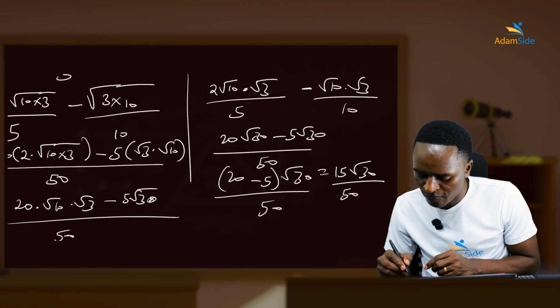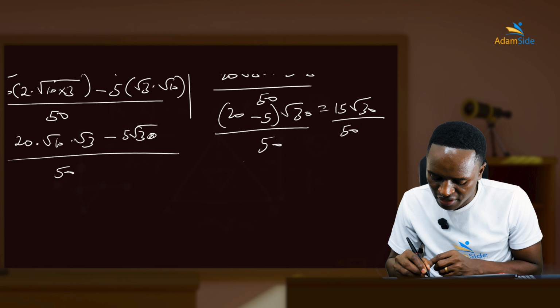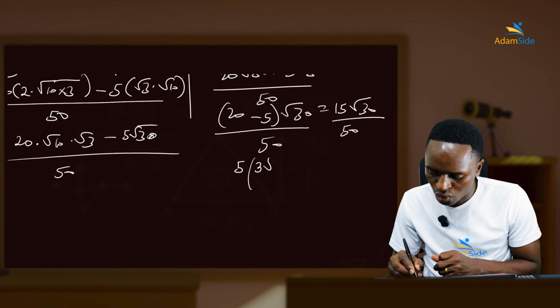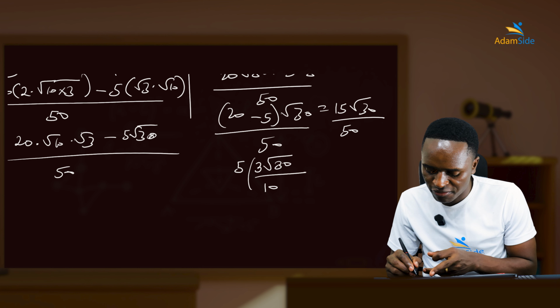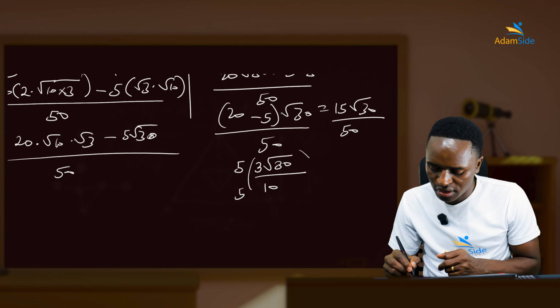Then simplify. You can simplify by 5 outside. Simplify by 5, what do you get? You get 3 root 30 over 10, because dividing by 5 everywhere, 15 becomes 3 and 50 becomes 10. And then your answer, simplified, is 3 root 30 over 10.